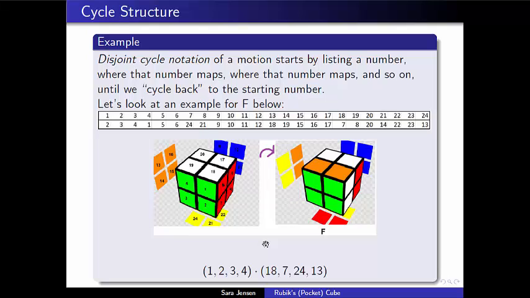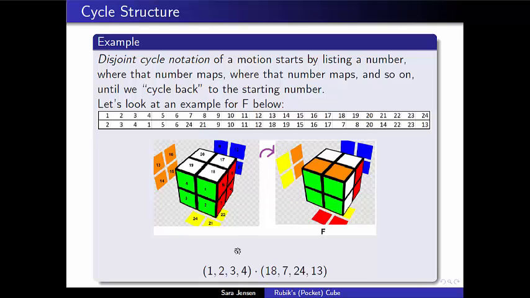And so the convention when writing things in disjoint cycle notation is if there is a value that is not moved by this particular motion, then we don't write it down. We want to indicate that this keeps going, and there are other things that are moved by this motion, and so we put a little dot in between this cycle and the other cycle, and we put our parentheses to indicate that we're cycling.